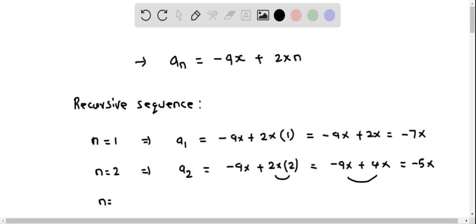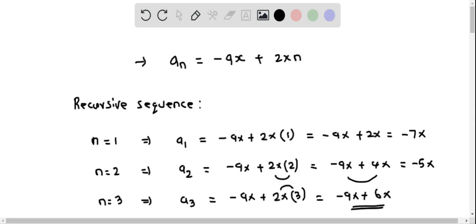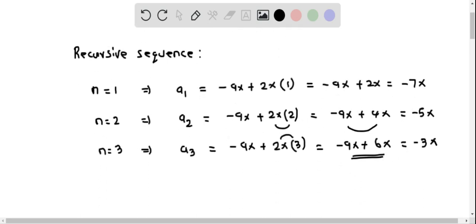Now let me plug in n equal to 3, and this gives a of 3, and this equals negative 9x plus 2x times 3, and this equals negative 9x plus 2x times 3 is 6x. Negative 9x plus 6x equals negative 3x. So here we have listed the first few terms, that is three terms.